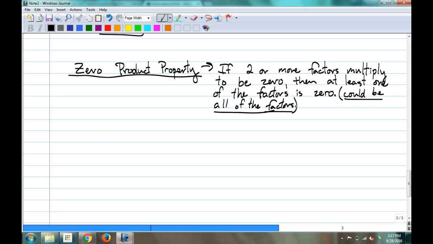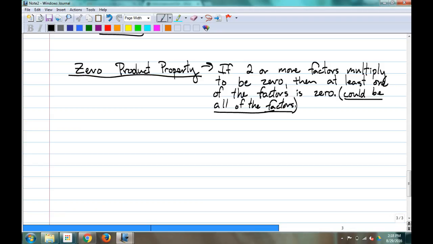So if we can get something written as factors, i.e. using our factoring skills, then we can solve it by realizing, hey, if these two things are factors, they multiply together to get 0, then at least one of these is 0. We're going to take the worst case scenario that all of them are 0. That's what we're going to do to solve these.